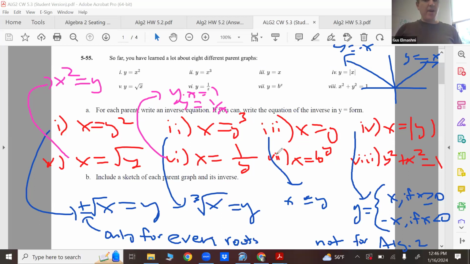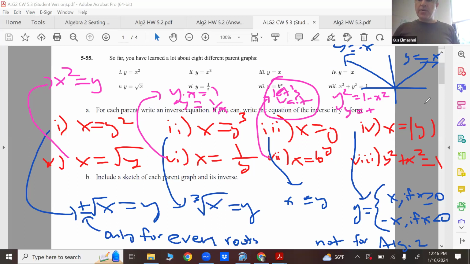This one I haven't taught you guys yet. Let's wait on that one. We're going to do that today. And this one, actually, you could get y by itself. y squared equals 1 minus x squared. y is plus or minus root of 1 minus x squared.